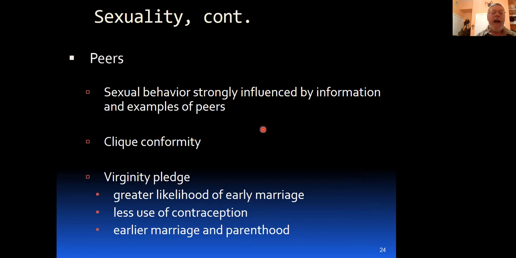So there have been a number of attempts to then use peer pressure to influence sexual activity of adolescents, like one approach where adolescents would take a virginity pledge along with a lot of other adolescents. It sounds like it might be a good idea, helping the adolescent to hold off sexual activity until later. But what they found is those that took the virginity pledge, there were some negative side effects. It seemed to promote a greater likelihood of marrying early on, less use of contraception if one does become sexually active, and also earlier parenthood as well. So maybe that's not the best approach to influence adolescent sexual behavior.